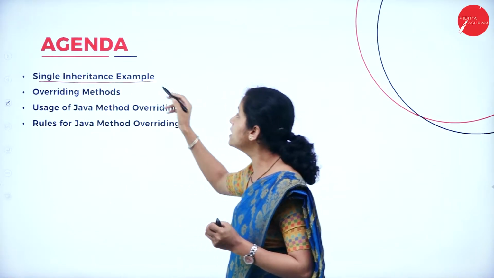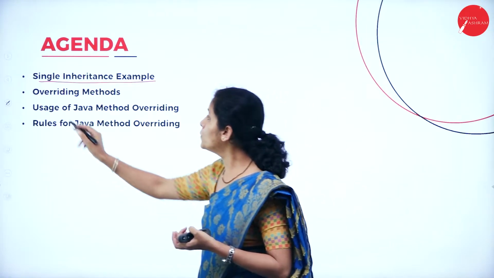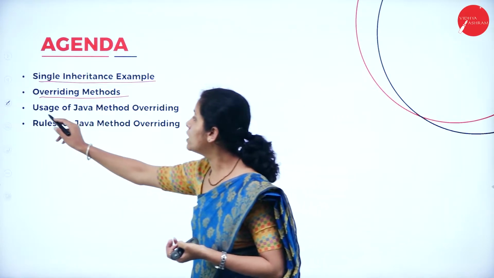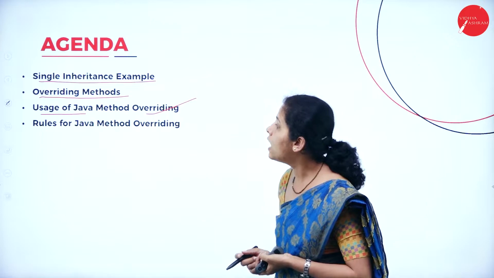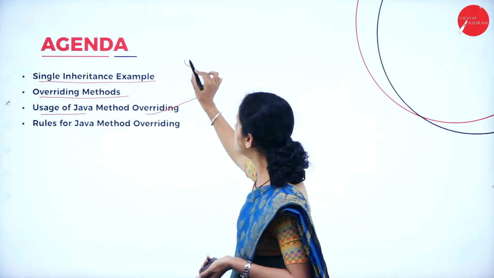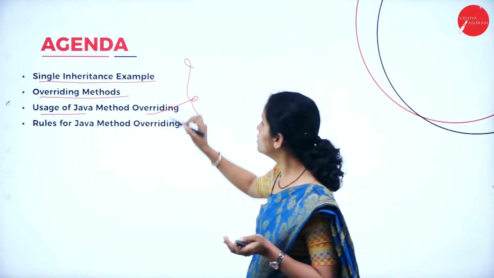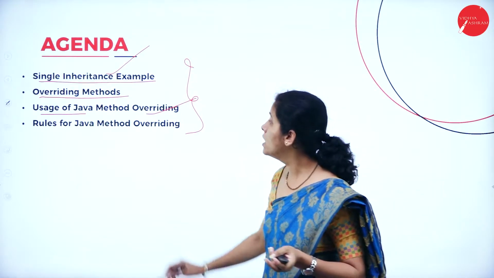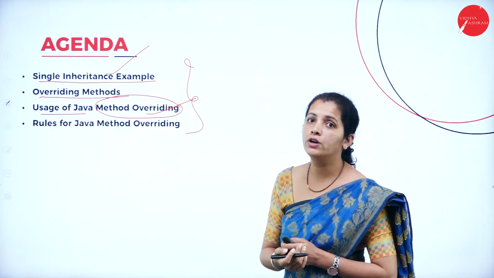At the beginning, I'm going to have single inheritance and an example. Along with that, I'm going to have overriding methods, as well as usage of Java methods, that is how to override, and rules for method overriding. So these are the concepts I'm going to deal with in today's class. And dear student, please make a note here. This is also a very important question and a very important topic from the examination point of view.